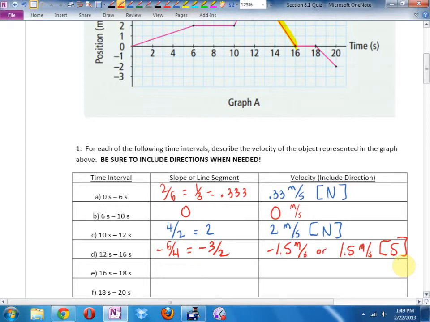Technically, if you put negative and south, you'd be saying negative south. What would negative south be as a direction? North. So don't put both. Either direction or negative, not both. That's a double negative. So don't do that.